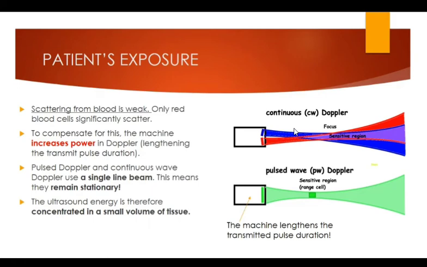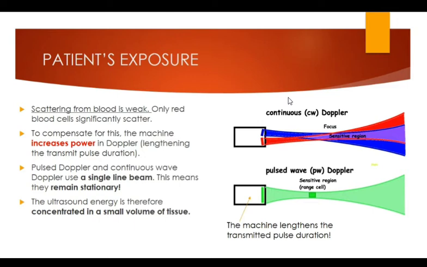So what we're going to do now is retouch on patient exposure. I did already talk about it, but I'm going to touch on it again because I think it's really important for sonographers to understand this. When we look at a typical B mode or grayscale mode, whatever you want to call it, because they're both the same thing, you'll notice that vessels are black. We would say that that is an anechoic area, and that's where our blood is. The scattering that we get from blood is very weak. In fact, only red blood cells significantly scatter.